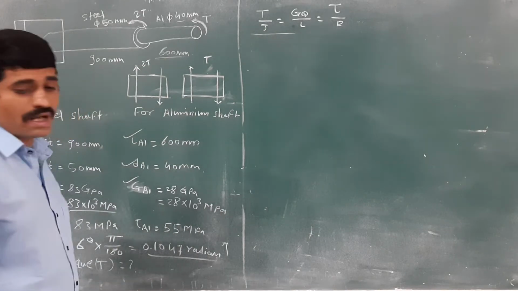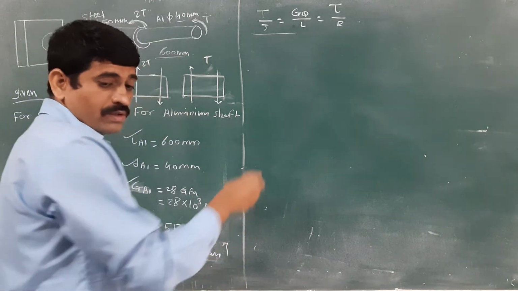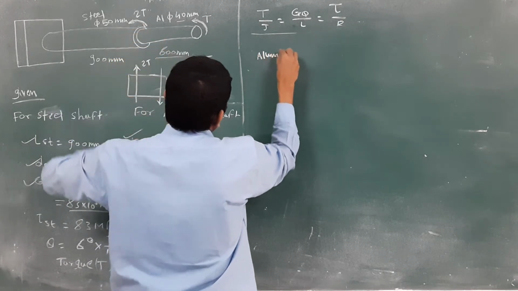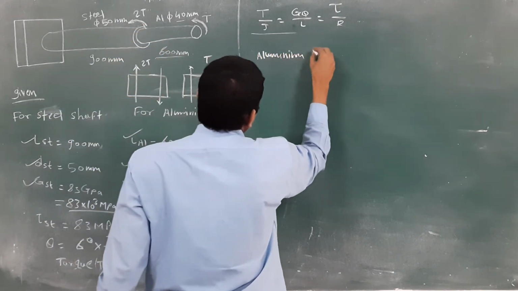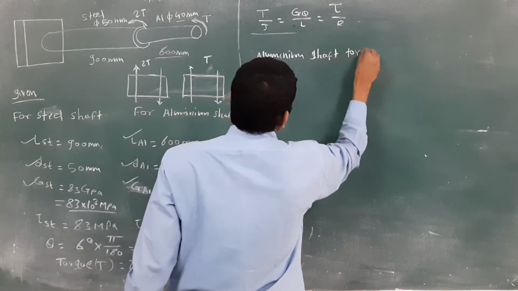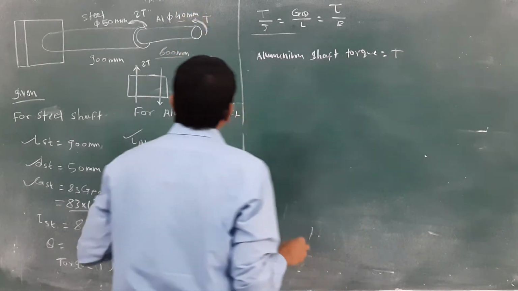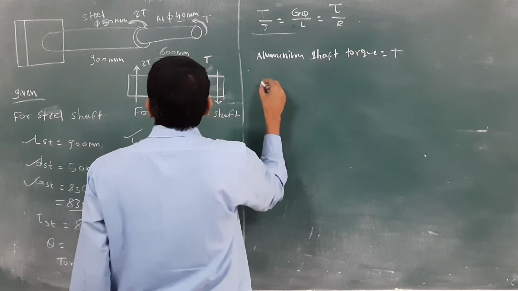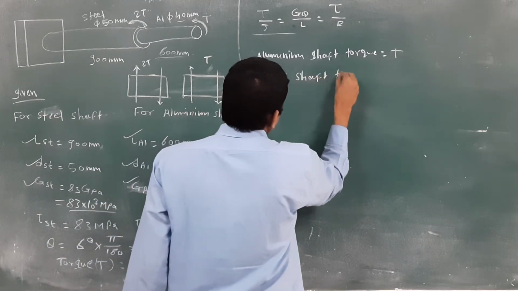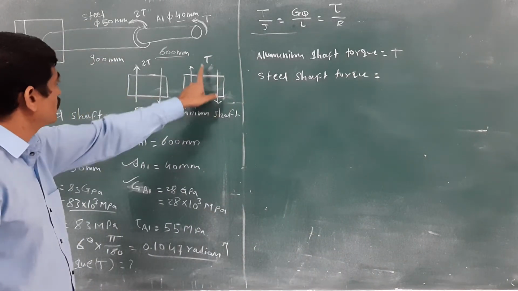Then first we want to calculate, what do we want to calculate? First we want to calculate the aluminium shaft torque. Okay, how much torque is applied on the aluminium shaft? Here T is applied. T torque is applied. Similarly, the steel shaft torque. How much torque is applied on that steel shaft? Check that. Here T is positive.